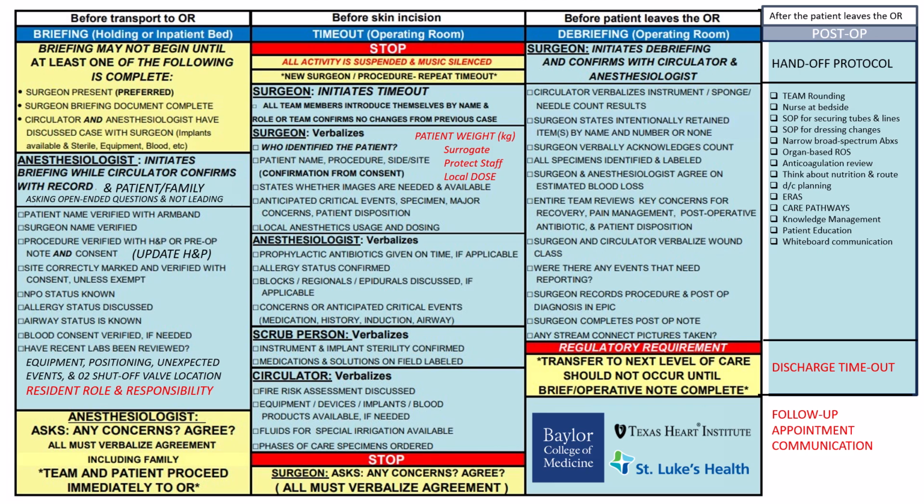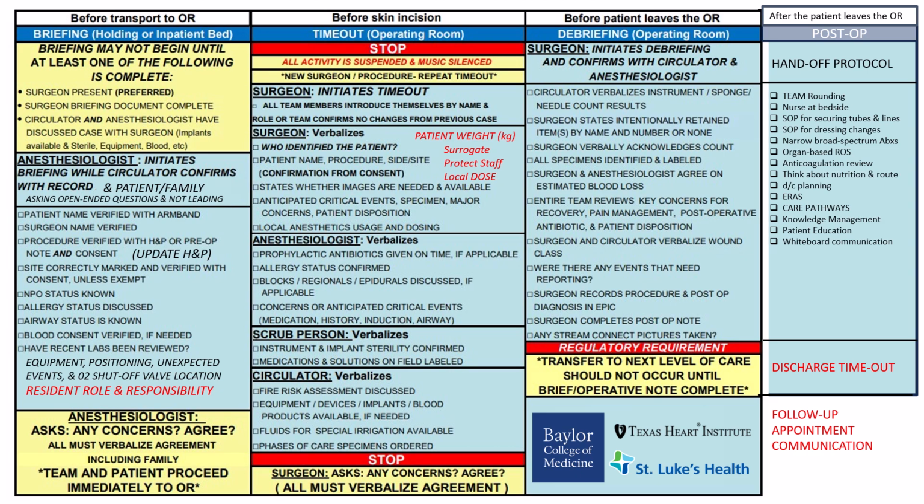Once the briefing has been performed, we then can bring the patient into the operating room. A briefing note is placed into the chart, and before the skin incision is created, a timeout procedure is performed. All activity is suspended, music is silenced if it's on, and the surgeon reviews the timeout.